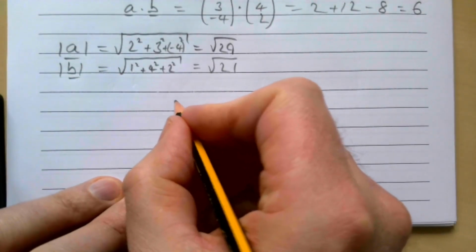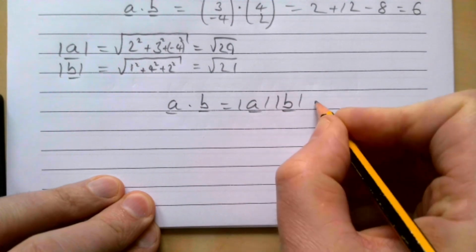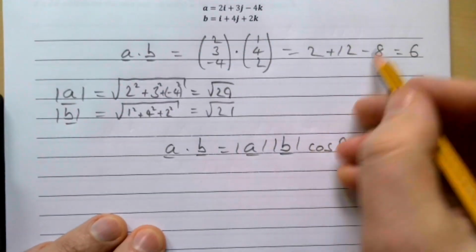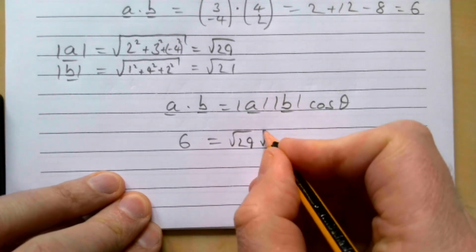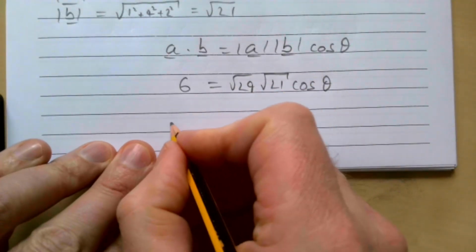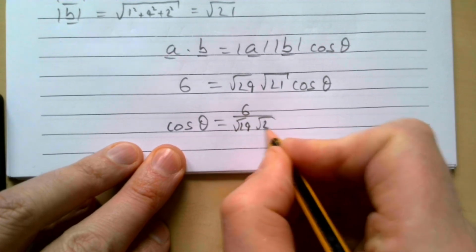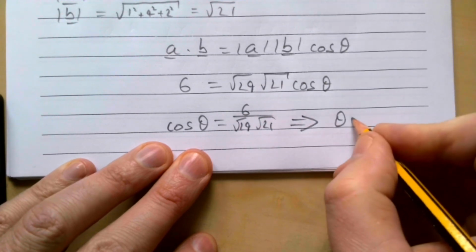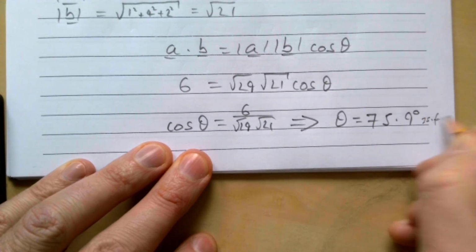So I now have enough information to put everything into the formula. So our formula is A dot B. Remember to underline them because they're vectors. Magnitude of A, magnitude of B, cos theta. A dot B, we worked out above. It's 6. Magnitude of A, root 29. Magnitude of B, root 21. Cos theta then equals 6 over square root of 29 square root of 21. Put it into your calculator, inverse cos, or cos to the minus 1, whatever way you want to do it. To three significant figures, you end up with 75.9 degrees.